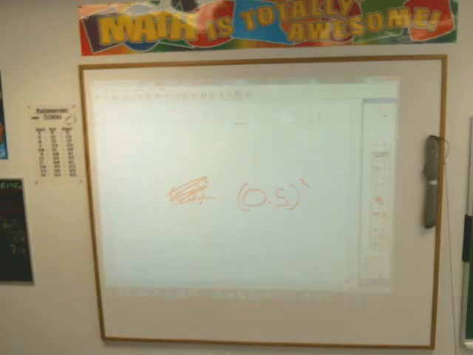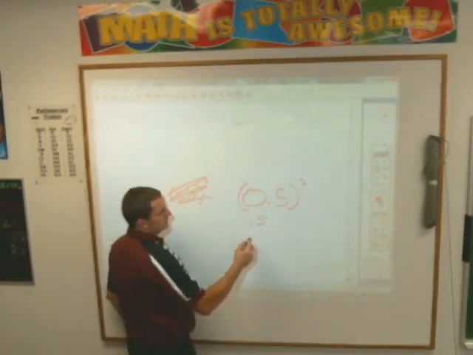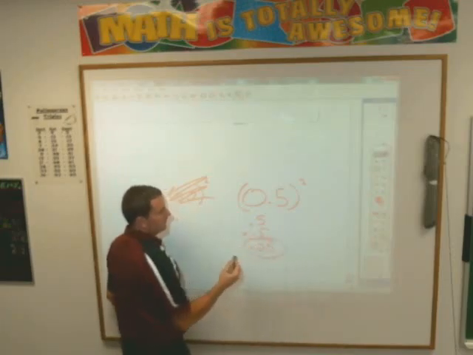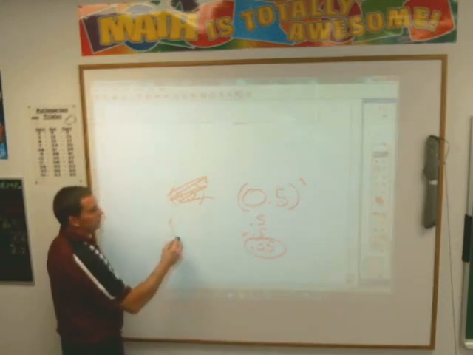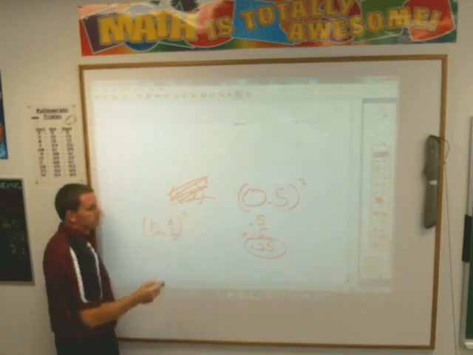Squaring 0.5, a lot of times I get people telling me the answer is 2.5, or 25. When you square 0.5, Michael, you get 0.25. You get 0.5 times 0.5, which is 25 with 2 decimal places: 0.25. How about this one? What is 0.1 squared?